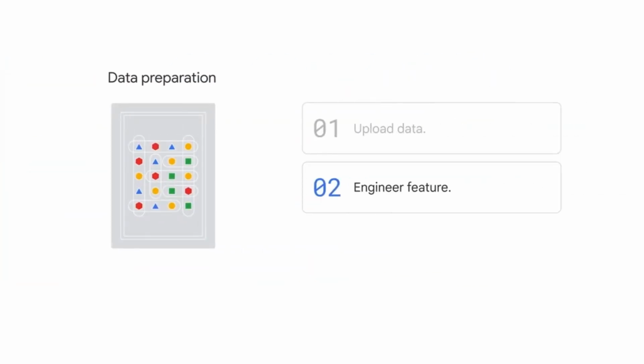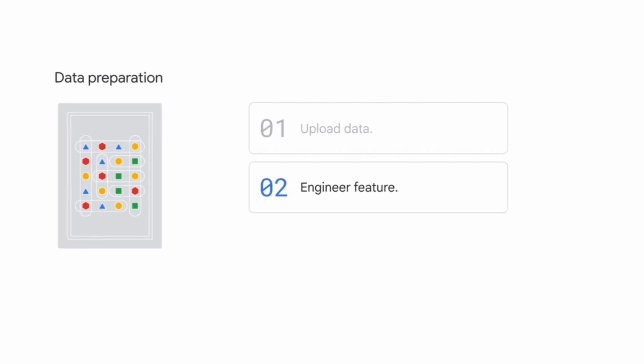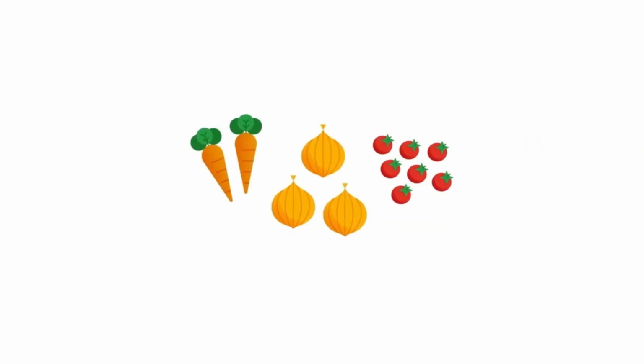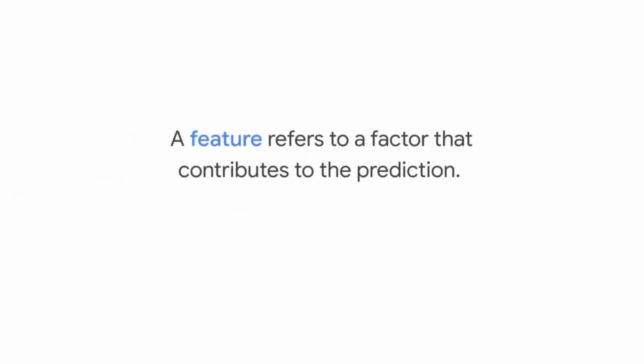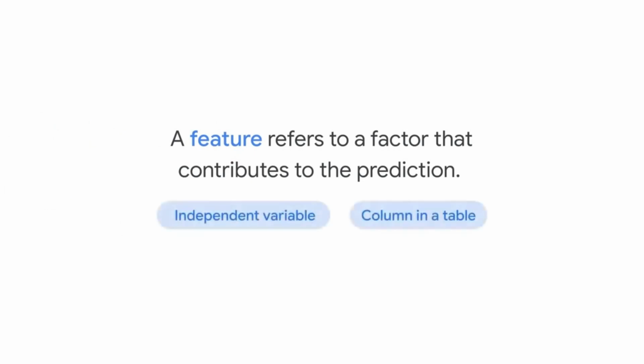After the data is uploaded to AutoML, the next step is preparing it for model training with feature engineering. Imagine you're preparing a meal. Your data is like your ingredients, such as carrots, onions, and tomatoes. Before you start cooking, you'll need to peel the carrots, chop the onions, and rinse the tomatoes. This is what feature engineering is like. The data must be processed before the model starts training. A feature refers to a factor that contributes to the prediction. It's like an independent variable in statistics or a column in a table. Preparing features can be both challenging and tedious.